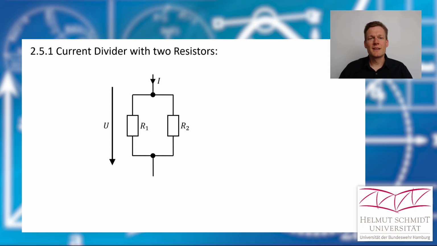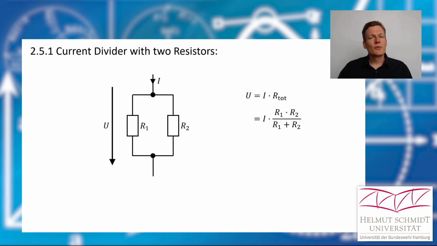And therefore we can say that the voltage is the current multiplied with the total resistance. And the total resistance, you remember, if you have two resistors connected in parallel, can be expressed like that. You multiply the two resistor values and divide by the sum of the two.